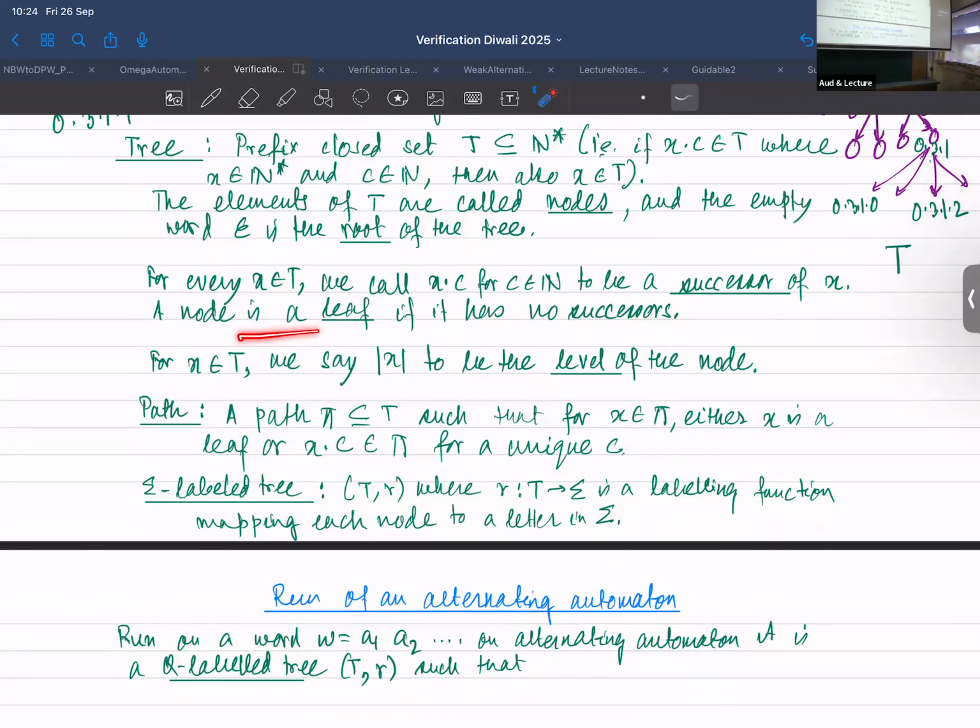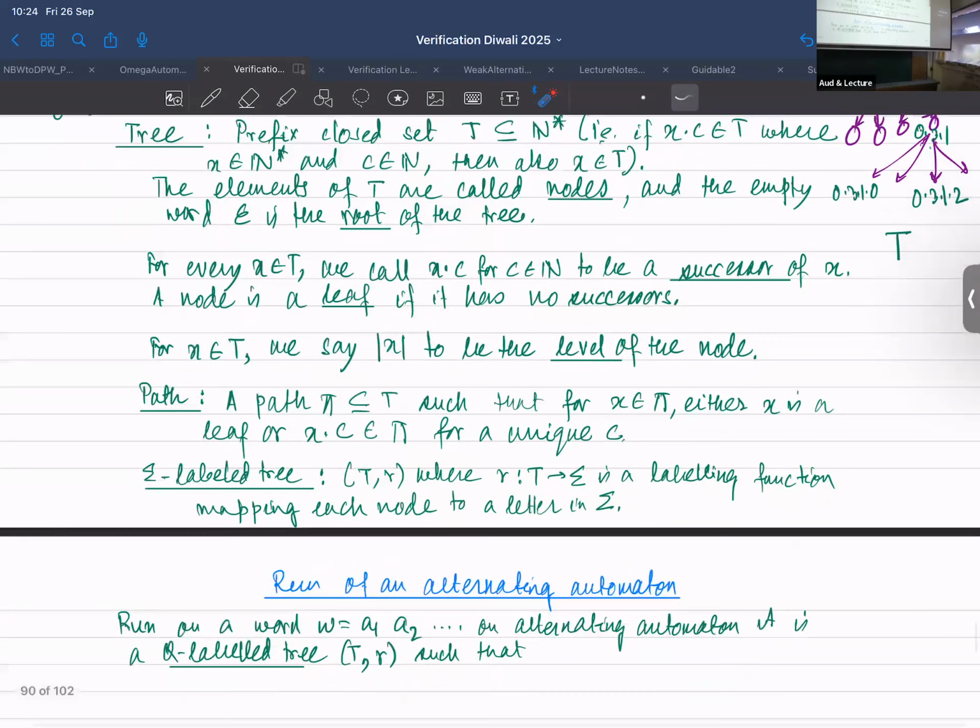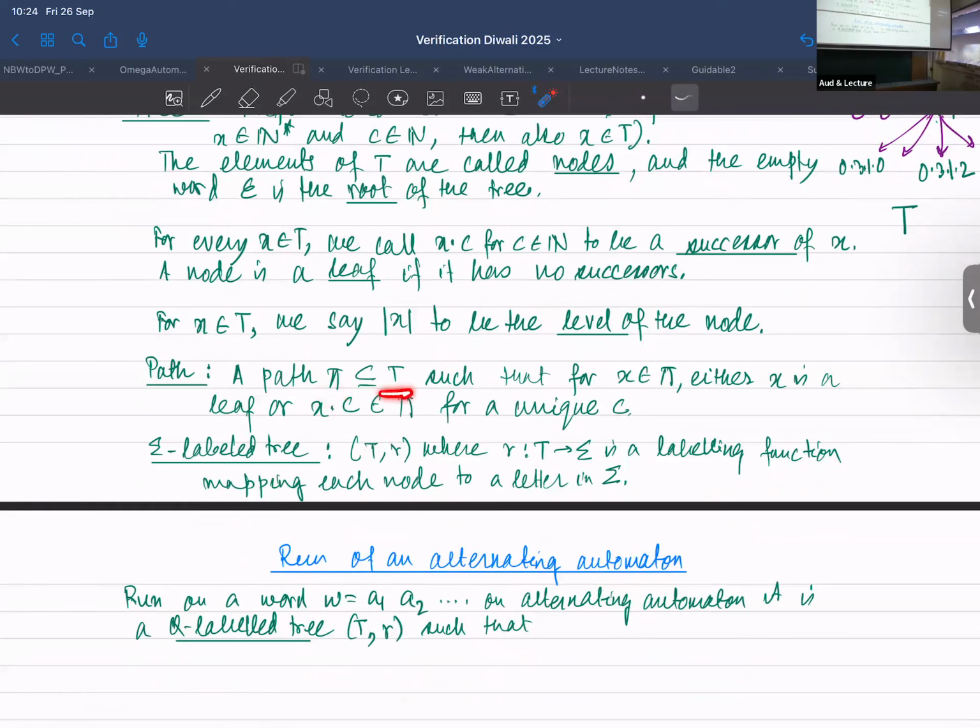Right, so we can say a node is a leaf if it has no successors, and in a run, as we said, there can be leaves. A path pi is a subset of T. So T is a set of nodes, and the path is also a set of nodes. A path pi is a subset of T such that for x, which is a node in that path, either x is a leaf or x.c belongs to pi for a unique c. That unique c is important because in the path we are saying that you have only one successor. A unique successor is there in the path, right? So there is a unique c.